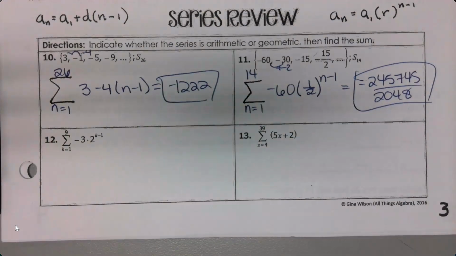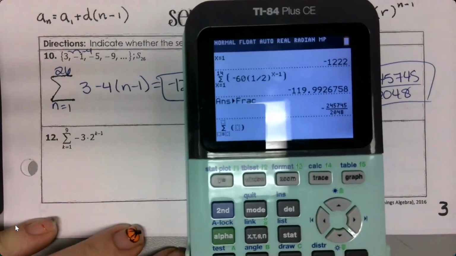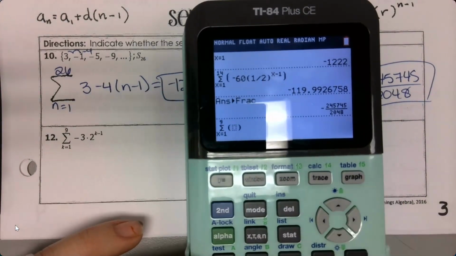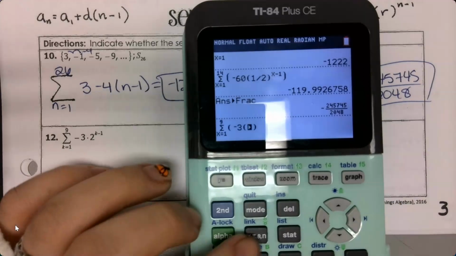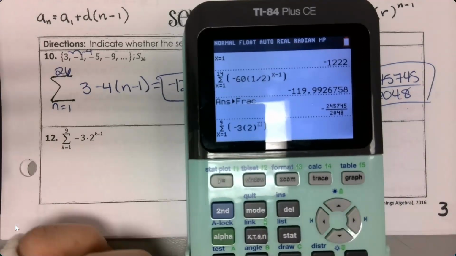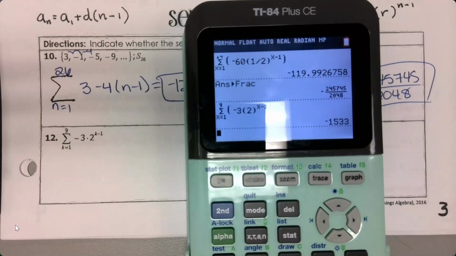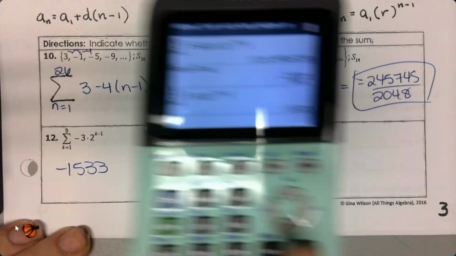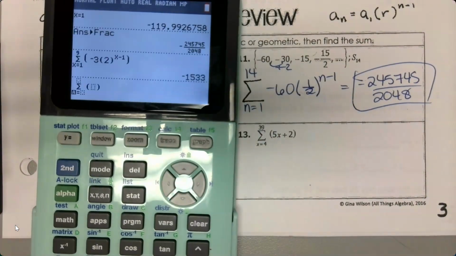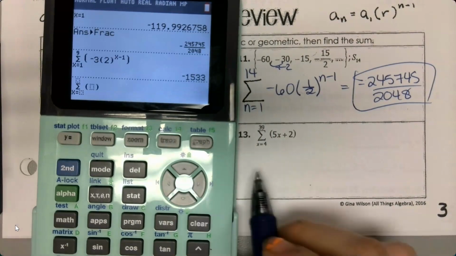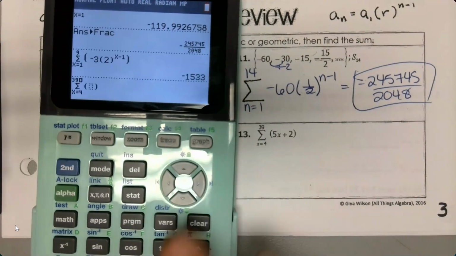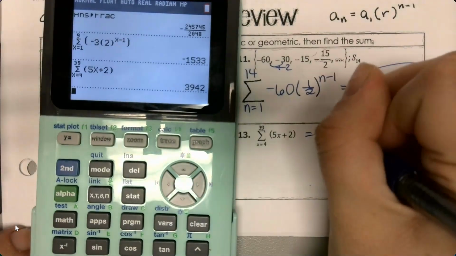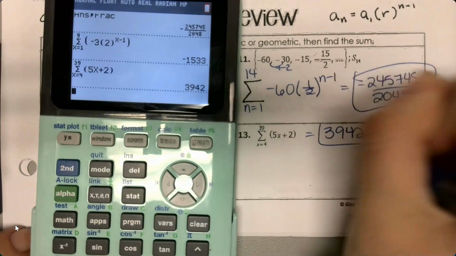Okay, this next one, it just gives me it already with the notation. So I go math 0, x, 1, 9. Then I just type it in. I have negative 3 times 2 to the x minus 1, which is negative 1,533. Same thing over here. I go math 0, x. This time I'm actually starting at 4. Then I'm going to 39, and I am using 5x plus 2. So this one gets me 3,942.